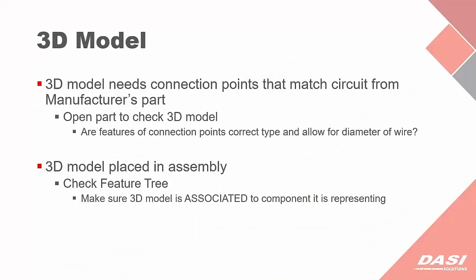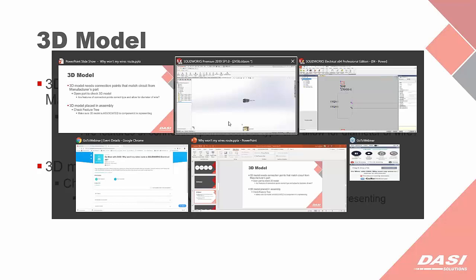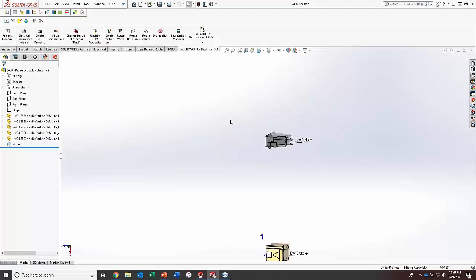So now let's go back to my PowerPoint. We've checked the 3D model that the connection points are in there, but one other thing I want to allow is the specific diameter of the wire. Now, that specifically, we need to double check. So I'm going to jump right back into my SolidWorks, and let's go into that 3D part again.